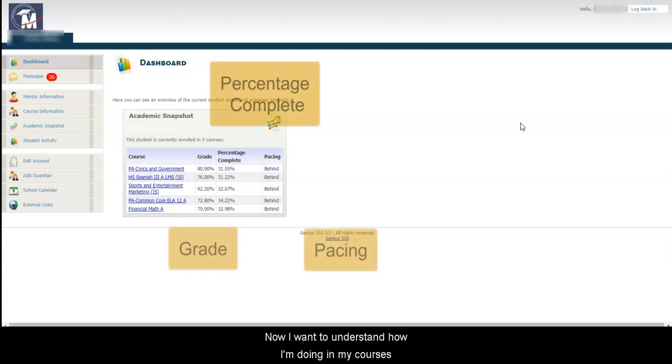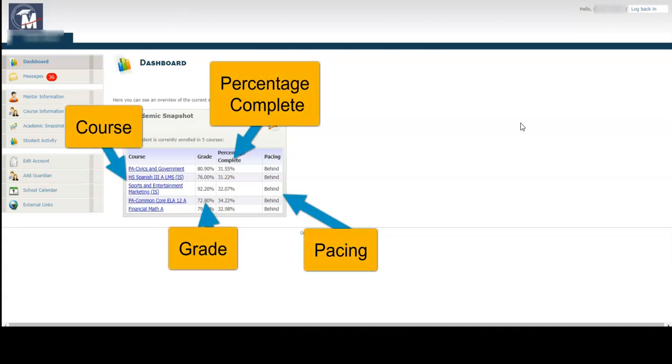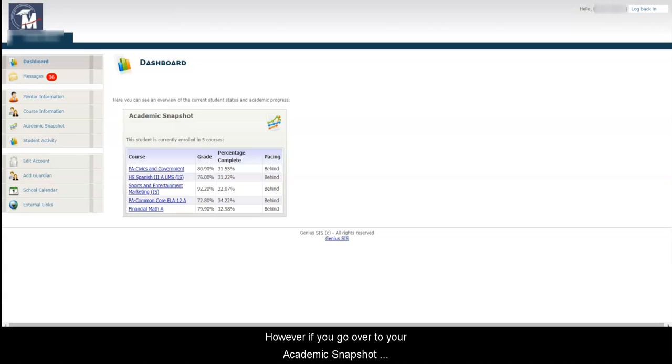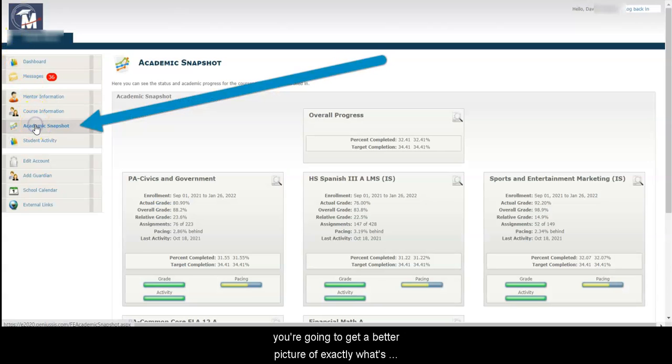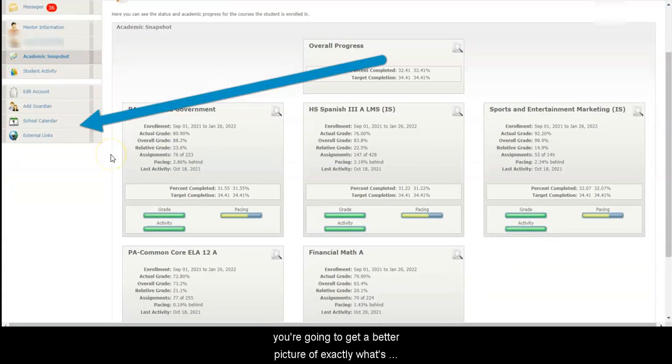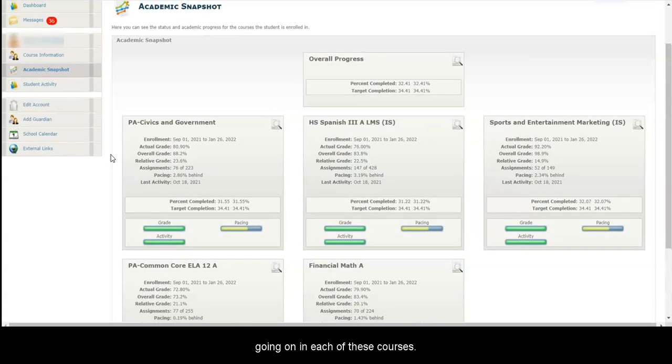So now I want to understand how I'm doing in my courses. Right on my dashboard in our Genius site, I can see real quick, here are my courses, here's my grade, here's my percentage complete, and here's my pacing. However, if you go over to your academic snapshot, you're going to get a better picture of exactly what's going on in each of these courses.